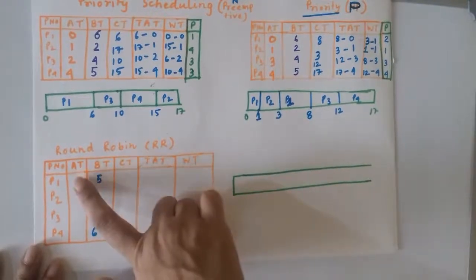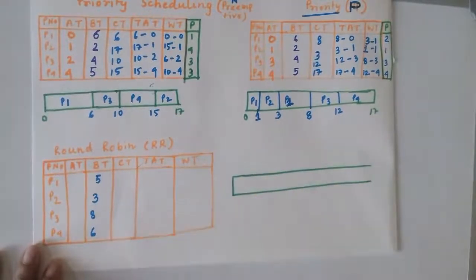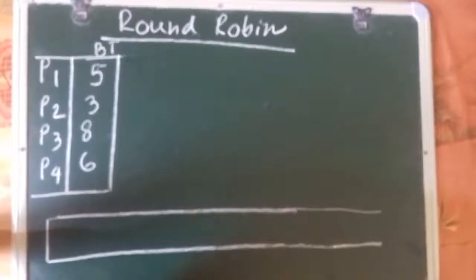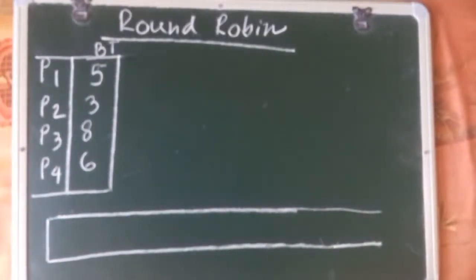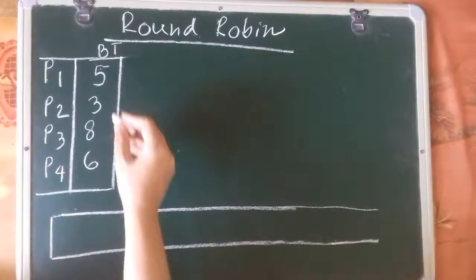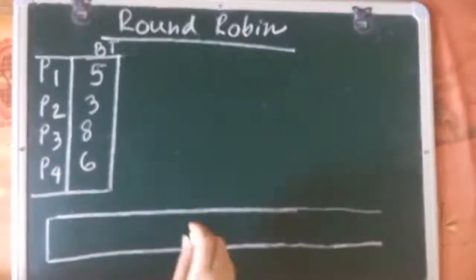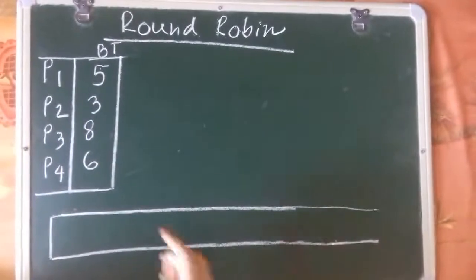So how does the round robin CPU scheduling algorithm actually work? Let us explain, because in this case we first need to choose a time quantum. Choosing the time quantum in this round robin algorithm is one kind of art. See here, for this set of burst time values, we can take the time quantum as anything. We can take 2, maybe 5, maybe 6, whatever we want.